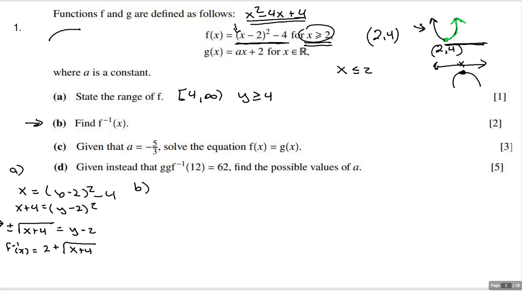Right now we do. So what am I going to write? g of x is equal to what? Negative 5/3 x plus 2, because literally all I'm doing is putting that in there. Does that make sense? Now what do they want me to do? They want you to make it equal to f of x. So what does f of x equal? x minus 2 squared minus 4. So we're just going to make them equal.